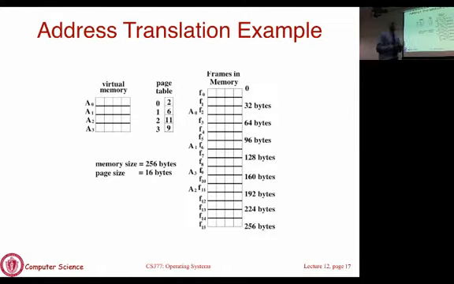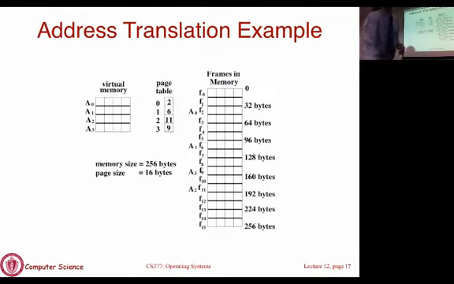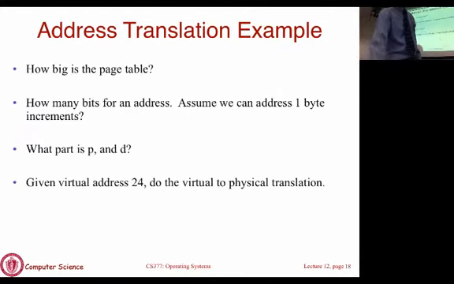Okay, so now you are going to do some translation of virtual to physical addresses using this picture. Any questions about the picture? Okay, so first question is, how big is the page table? That should be trivially answered by saying 4. That's already shown to you. 4 pages. Second question is asking, how many bits do you need for an address?